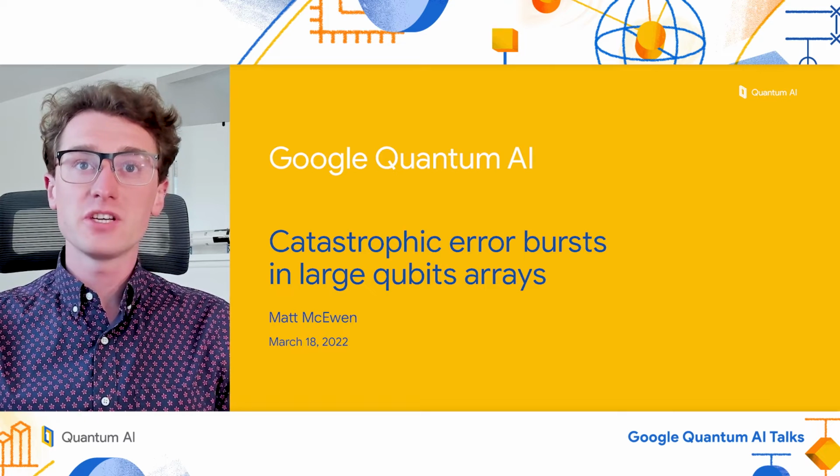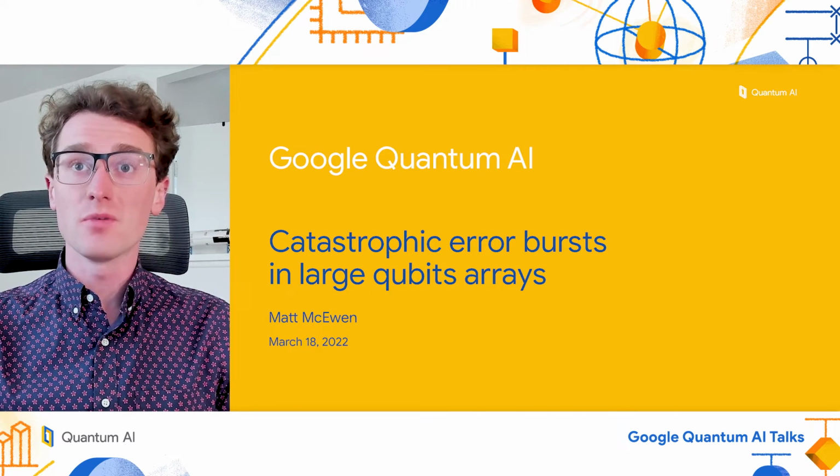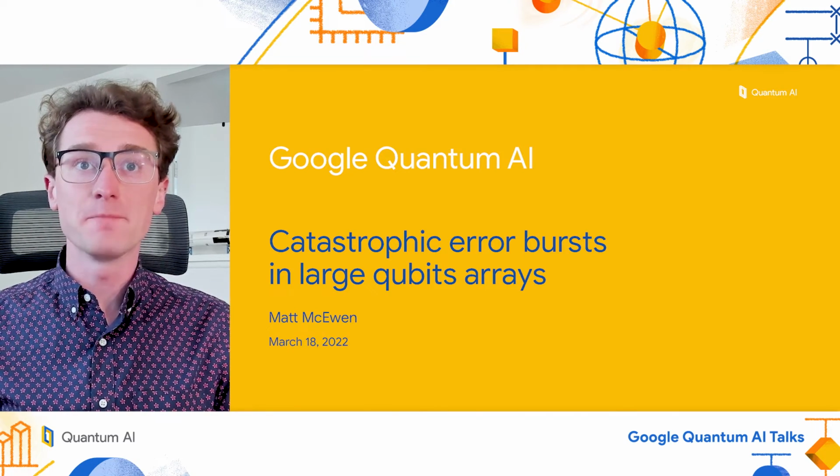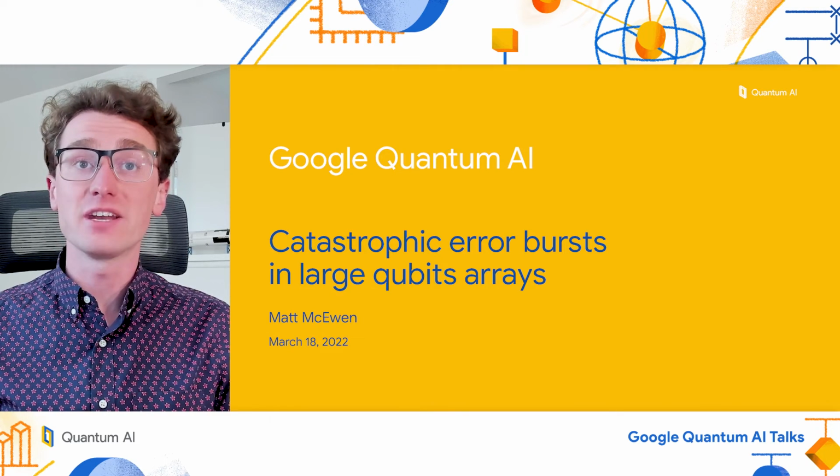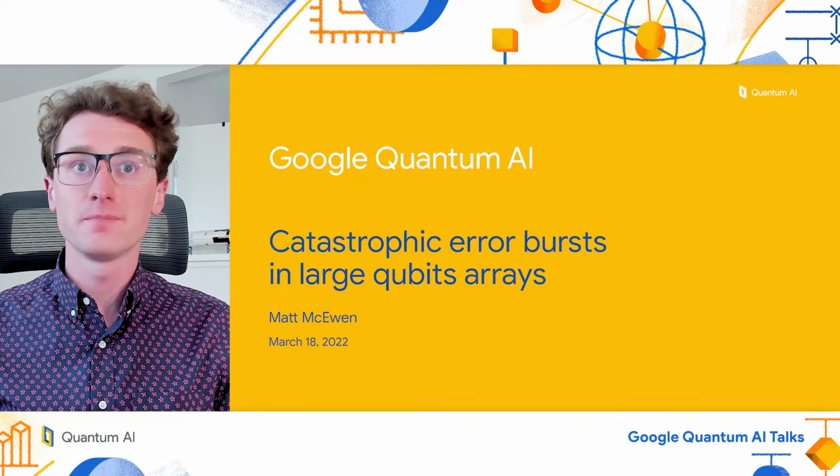I'm Matt McEwen, a PhD student at the University of California, Santa Barbara, and a researcher with the Google Quantum Hardware team. And today I'm going to be telling you about our work identifying catastrophic error bursts from high-energy radiation in our large qubit arrays.